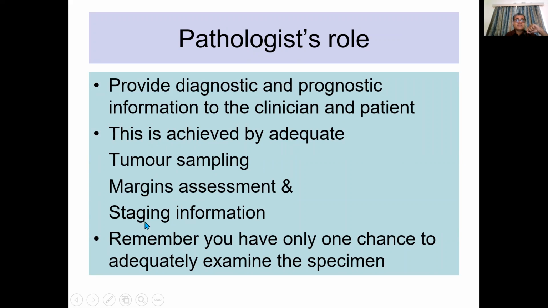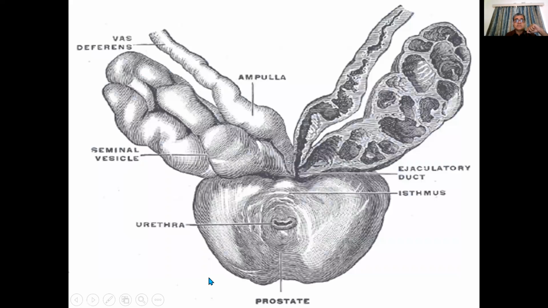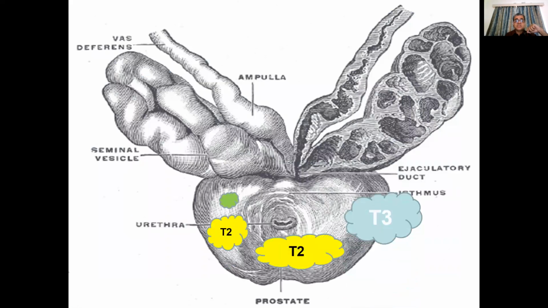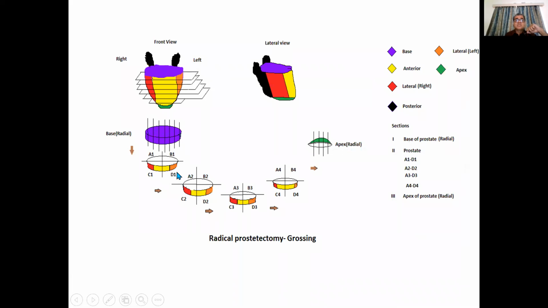All this assessment of a radical prostatectomy helps in deciding adjuvant therapy, especially adjuvant radiotherapy, and basically the pathologist has only one chance to adequately examine the specimen. So this is basically a picture to show what the pathologist's role is, whether to say it is a T2 or a prostate confined tumor, or whether the tumor has extended beyond the confines of the prostate in a radical prostatectomy. So what we do here is, this is a cartoon to show how a prostatectomy is grossed.